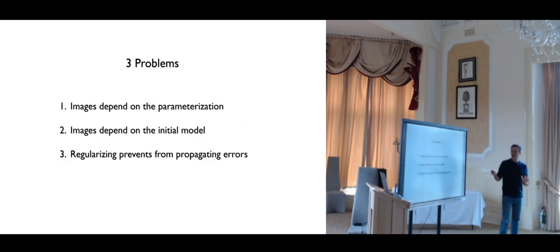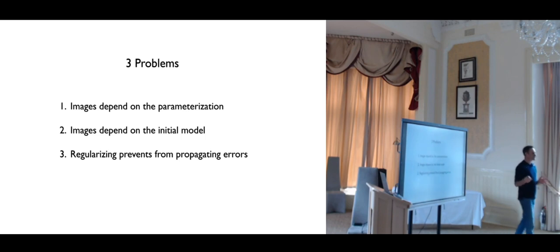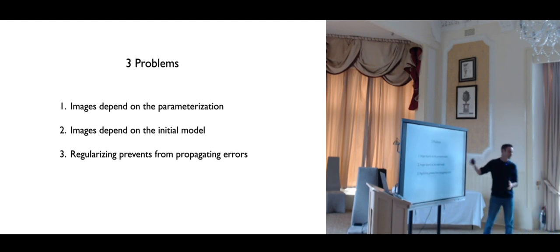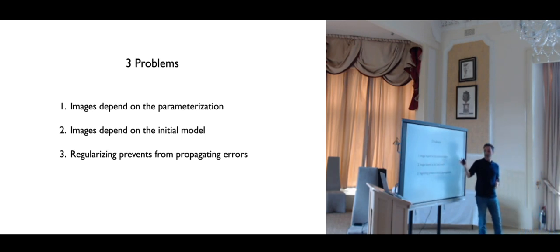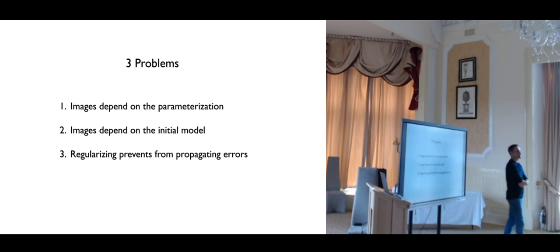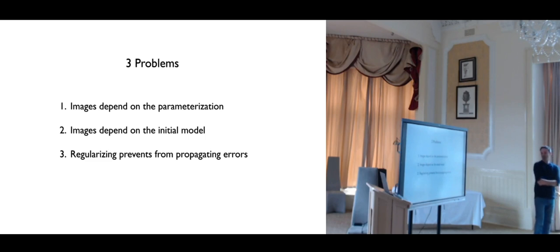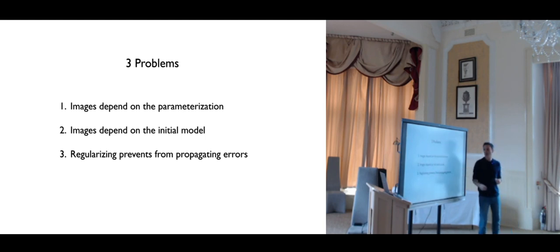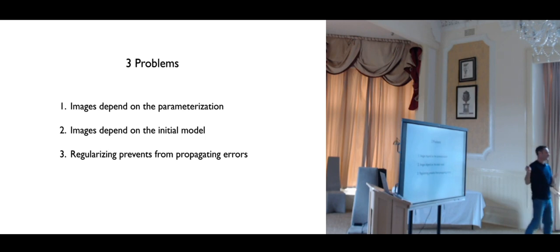Okay, so that was a bit of a pessimistic view of seismology, but what I wanted to say is that we have three problems. The first one is that images depend on choices, and they depend on the parametrization that we choose. They depend on the initial model, and regularization prevents from propagating errors. And so the question I'd like to address is what can we do about these issues.